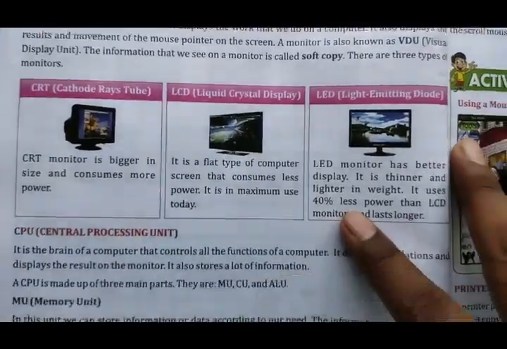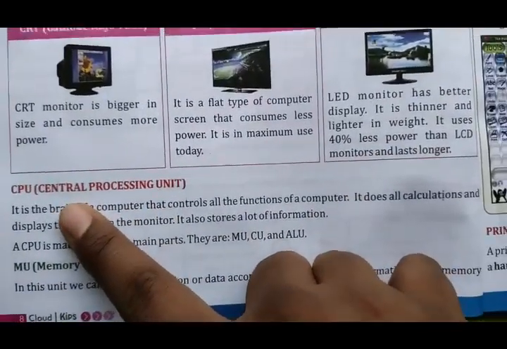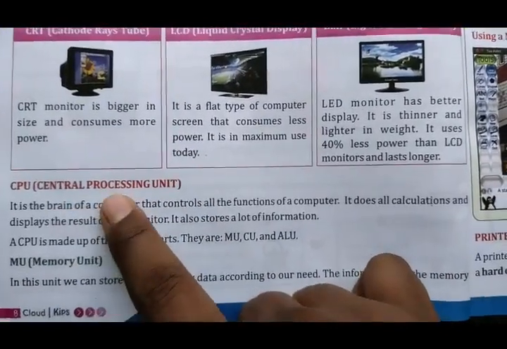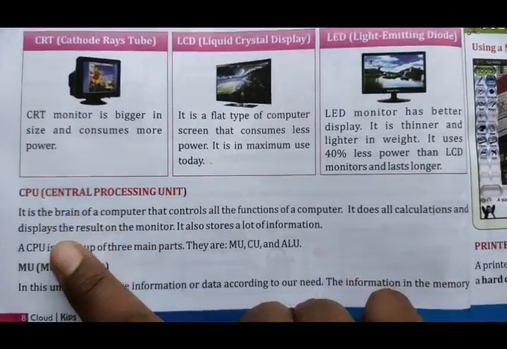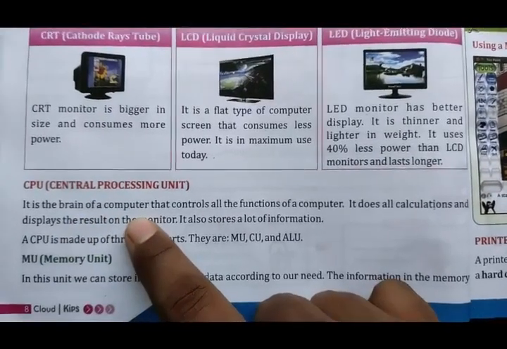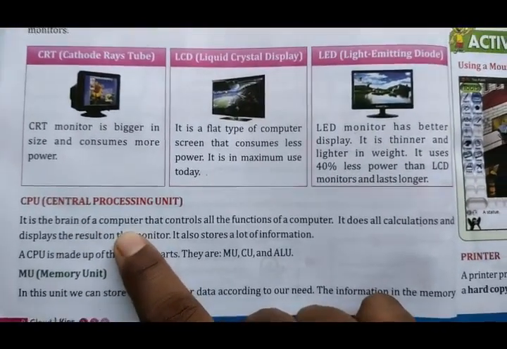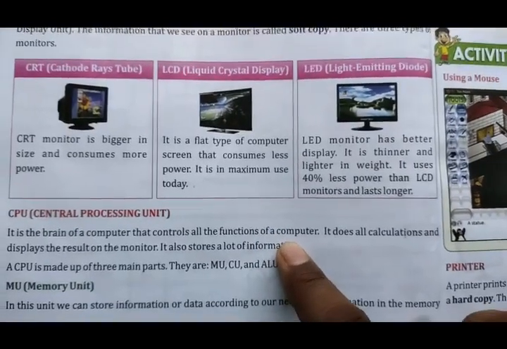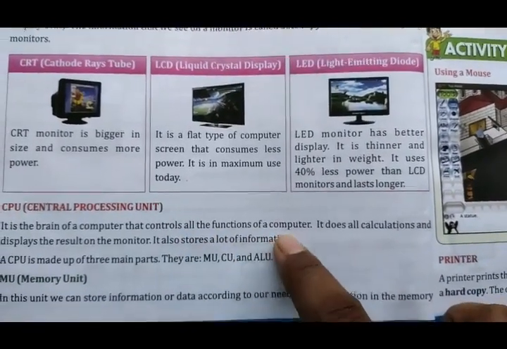Okay. Next, CPU, Central Processing Unit. Remember this full form, Central Processing Unit, CPU full form. It is the brain of computer. Okay, so CPU is known as brain of computer that controls all the functions of a computer. So CPU controls all the functions of a computer.